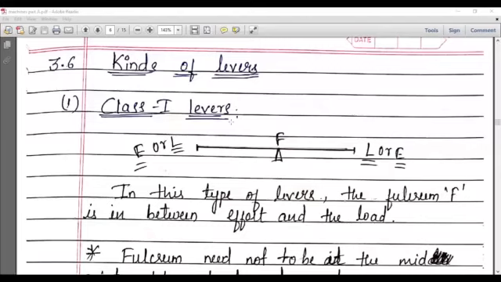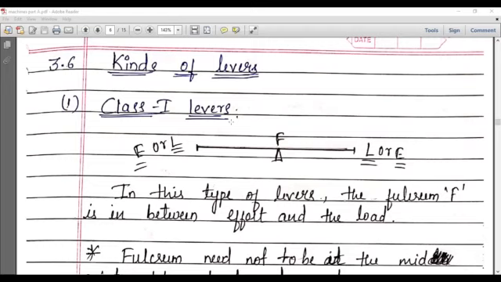Okay, children. So now we will study about the kinds of levers. There are three classes of levers, that is class 1, class 2 and class 3. So first we will learn about class 1 levers. In class 1 levers, what happens? In class 1 lever, fulcrum will be in the middle of the load and effort. Load and effort will be on either side of the fulcrum.